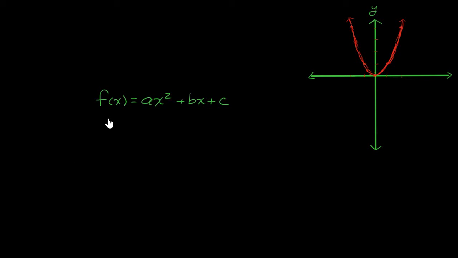We start off with some generic quadratic function, f of x equals ax squared plus bx plus c. So we know it is a parabola. We know it has some vertex. That vertex in this case is at the origin, but it could be anywhere on the Cartesian plane. It could open up or it could open down. We know that it is a constantly curving graph.